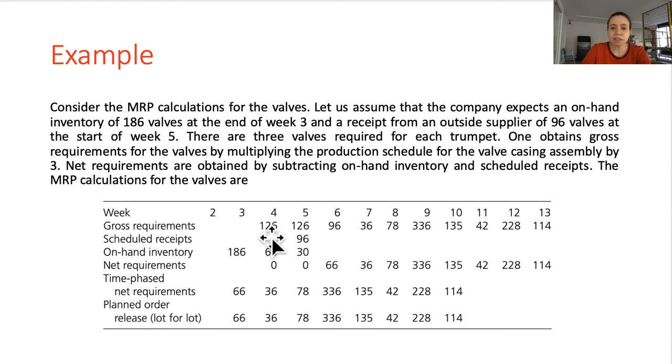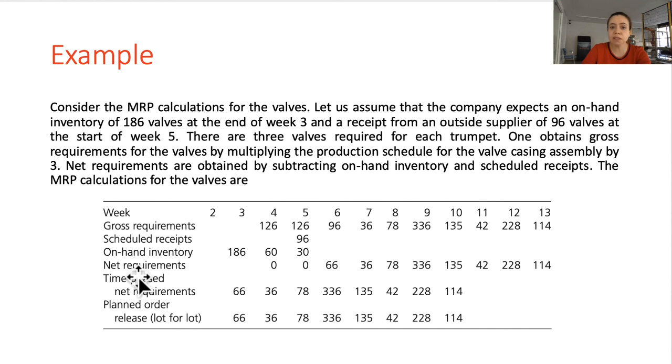There are some details given in this part of the problem. It is saying that the company expects an on-hand inventory of 186 valves at the end of week 3. So here for on-hand inventory for week 3 we write 186. Moreover, a receipt from an outside supplier of 96 valves at the start of week 5 is expected. So we also write this receipt for week 5 as 96.